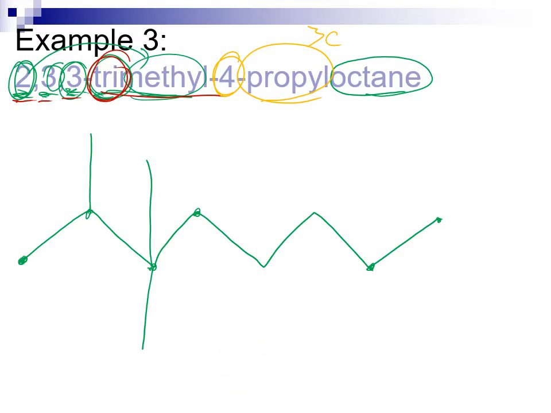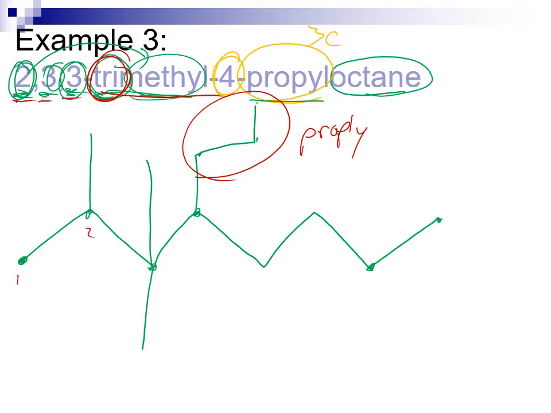And so on carbon number 4, I have a propyl branch, 1, 2, 3, and that consists of those 3 carbons there. So again, those 3 there are my propyl branch, and if we were to look at these, 1, 2, this is carbon number 3, so that would be carbon number 4. And so there is my 2,3,3 trimethyl 4-propyl octane.